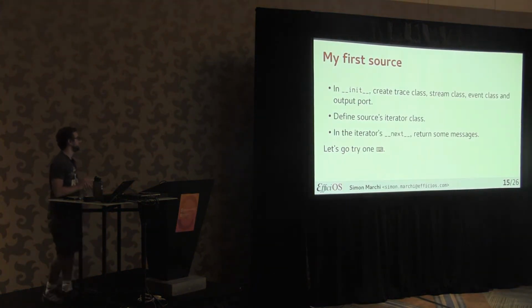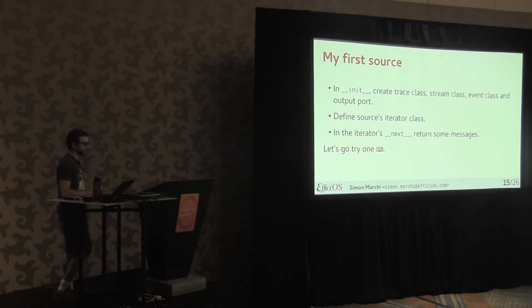Then the source. It's a bit more work, but not that much. In the init function, we need to also add an output port, like we added an input port in our source, in our sink, sorry. But we also need to create a trace class, stream class, and event class. So basically, we're going to want to send some events in our event messages. For that, we need to define what are the types of the event that we can send. And events are part of a stream, so we need to define what kind of streams we can have. And finally, streams are part of a trace, so we need to define what kind of trace we can have. It doesn't need to be very complicated, as you'll see.